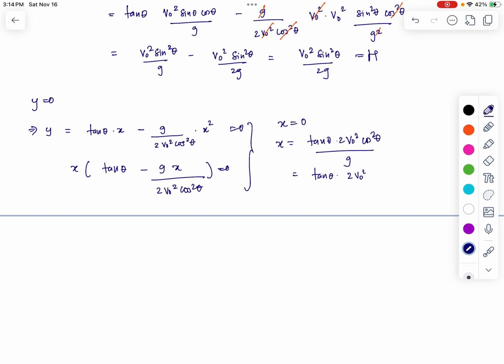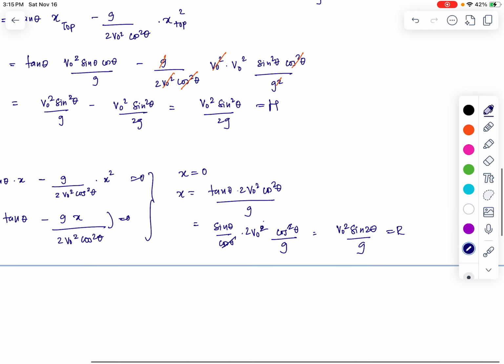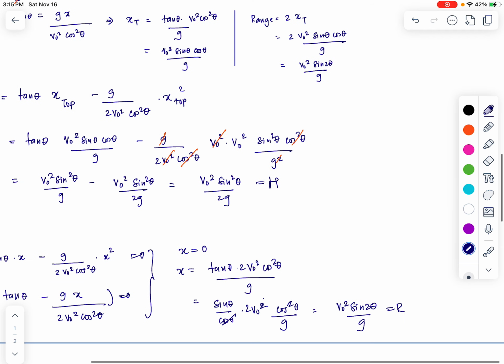Rather, let me write this a little bit easier. It equals sine theta divided by cosine theta times 2v0 square cosine square theta divided by g. One of the cosine thetas cancels out, so you get v0 square sine 2 theta divided by g. And that is the range, and this is exactly what we got earlier.